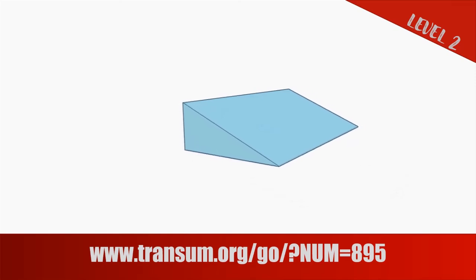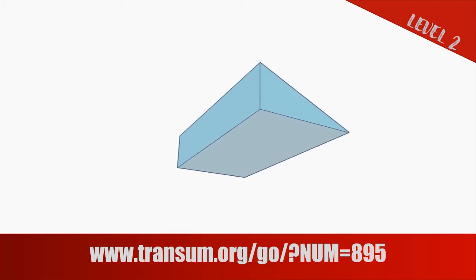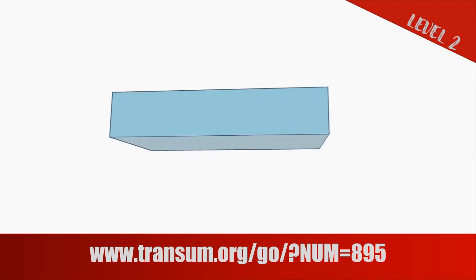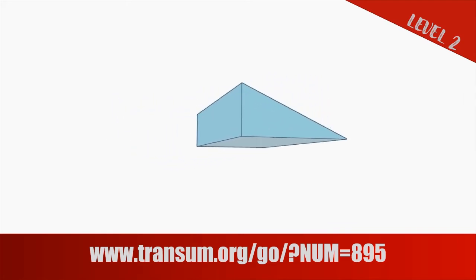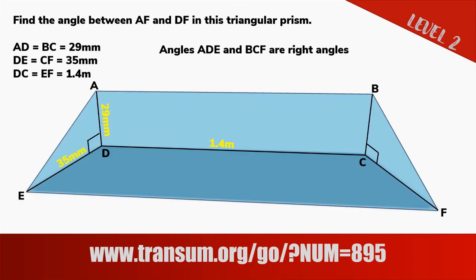Right, let's go into level 2 now with this shape, a triangular prism, and each of the triangular ends of this prism are right-angled triangles, and we're given some information about this prism, and I've shown this now on the diagram, the lengths and those two right angles there. So we're sort of looking inside the prism here. Okay, we have to work out the angle between AF and DF.